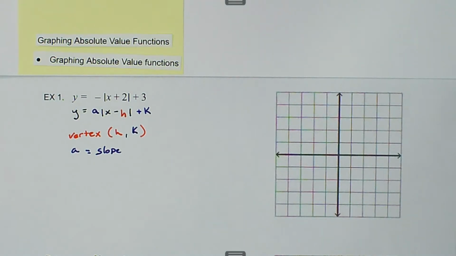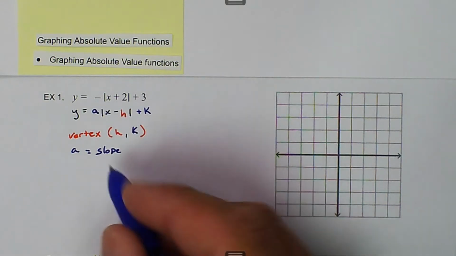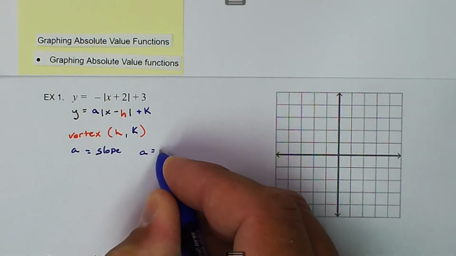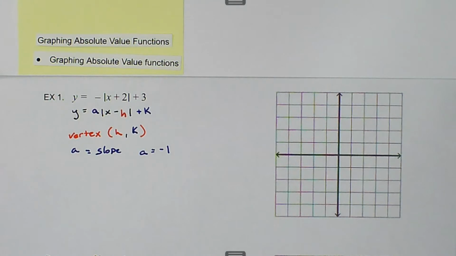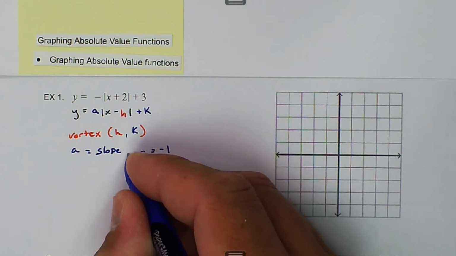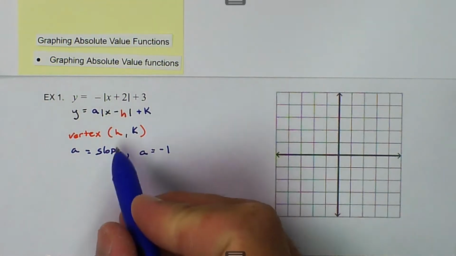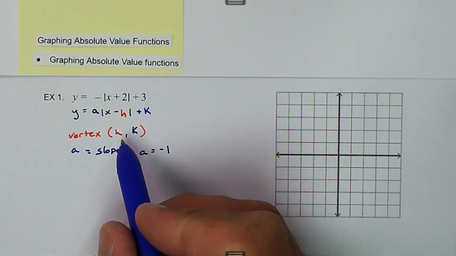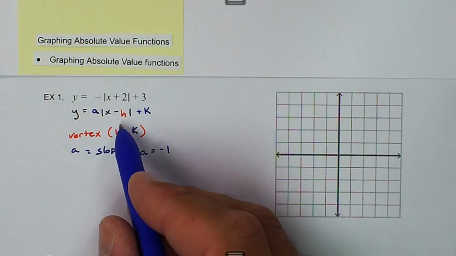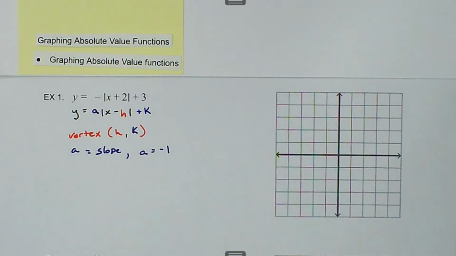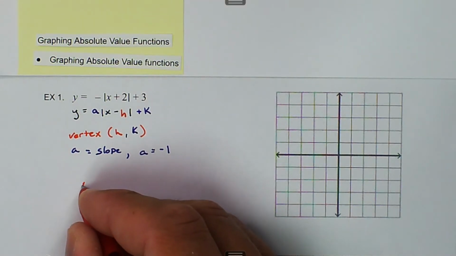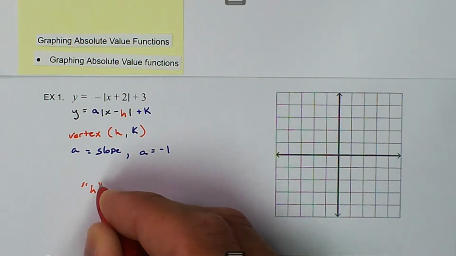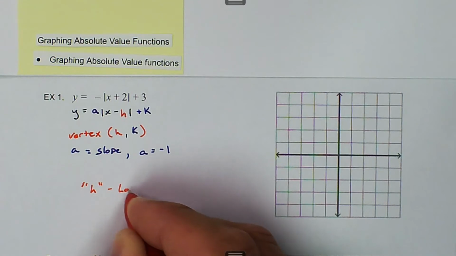So in this case, what's our a value? Our a value is -1. So our a value is equal to -1, so that's going to tell us what our slope is. And (h, k) is going to tell us where to start. The one thing that we have to keep in mind is that the h is backwards. So whenever we're doing this, we want to remember that the h looks backwards.